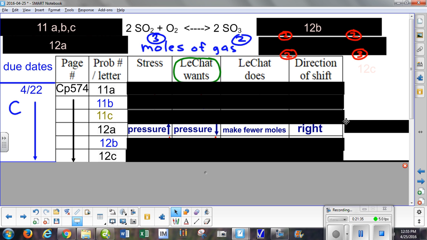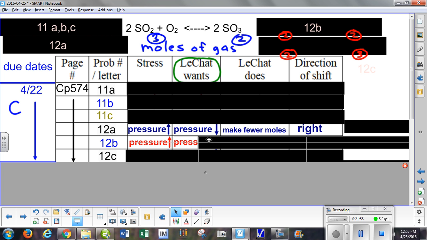Let's go on. And Alan, what is our stress in 12B? Pressure is up. And how do we know the pressure is up? Because in all of number 12, the pressure will always be up because we are making the cylinders smaller. So how do we get pressure down?